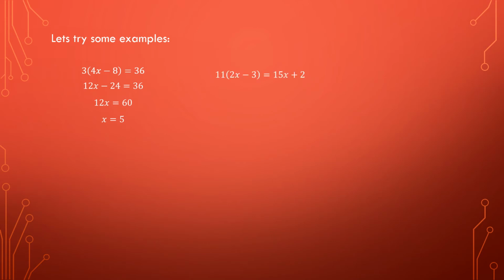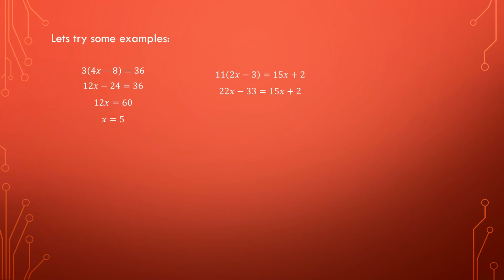As a second example then, let's look at this. We've got 11 lots of 2x minus 3 is equal to 15x plus 2. So here it's a little bit different in that I've got an extra variable on the right hand side as well. First step, still exactly the same. I'm going to multiply out my brackets first. So I've got 11 lots of 2x minus 3, so that's going to give me 22x minus 33 is equal to 15x plus 2. So the thing on the right hand side hasn't changed yet.